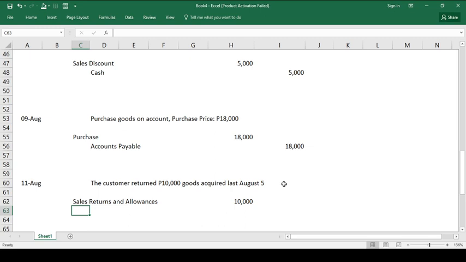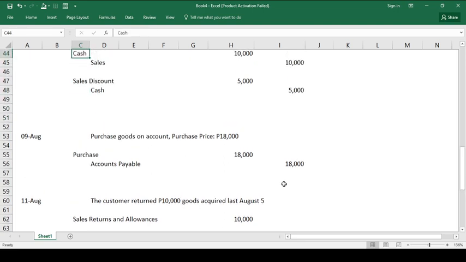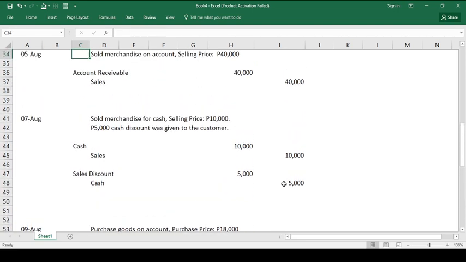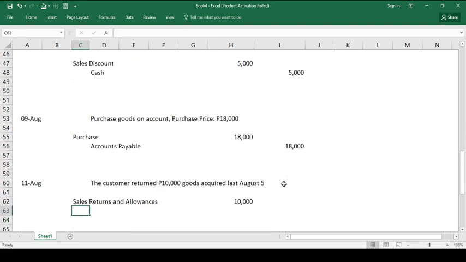And then, obviously, dahil yung August 5 transaction was an on-account transaction, pag may ibinalik sa'yo, posibleng bawasan yung cash kasi i-refund mo. Pero in this case, kasi hindi naman cash transaction yon, babawasan po natin yung receivable natin from that customer, kasi ibinalik niya po yung goods na inutang niya. So, we credit accounts receivable for 10,000 pesos.